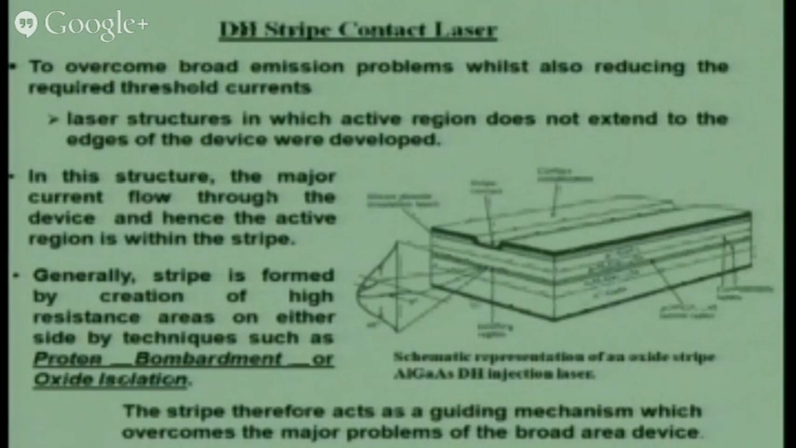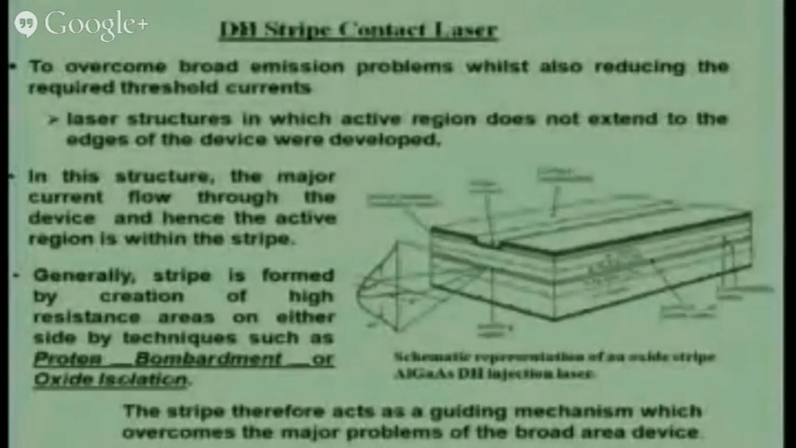And this region is silicon oxide, which is an insulator, right? So by bombarding protons on the silicon, it becomes an insulator. So that's another technique, so that within the silicon fabrication, I can create an insulator also. They are not conductive materials. So the stripe therefore acts as a guiding mechanism which overcomes the major problems of the broad area devices.